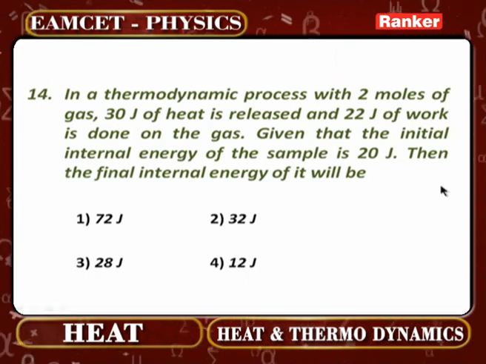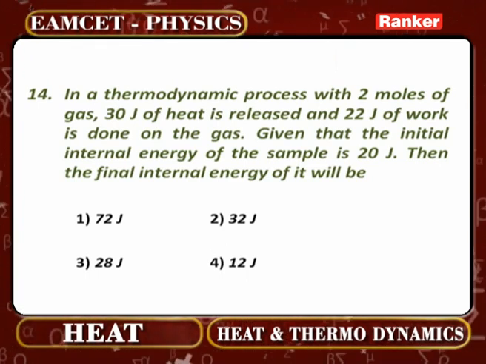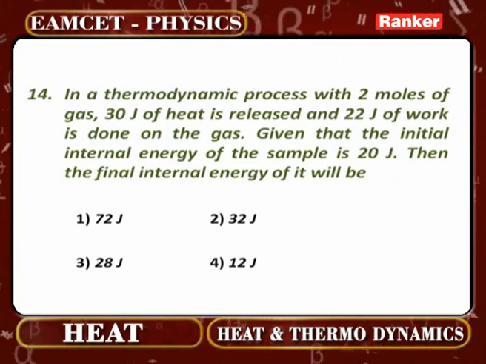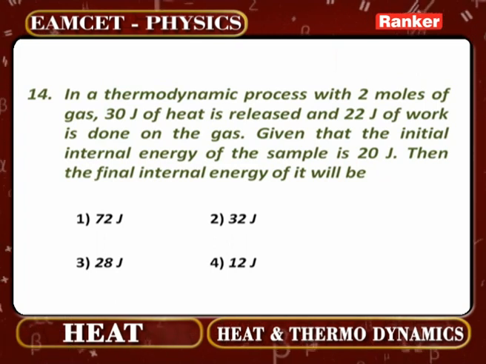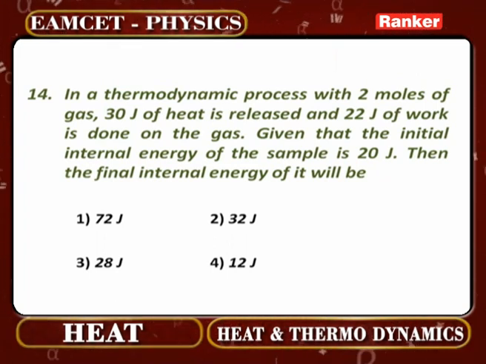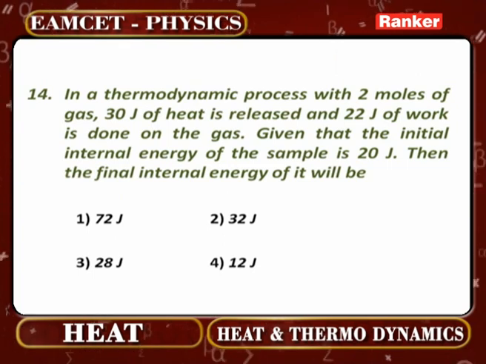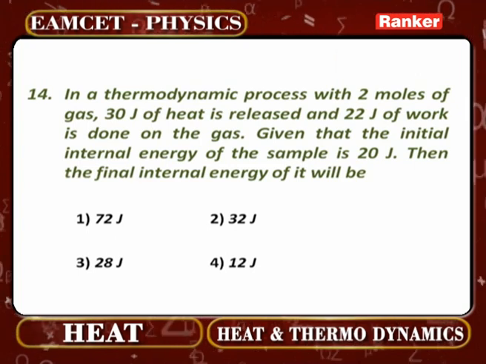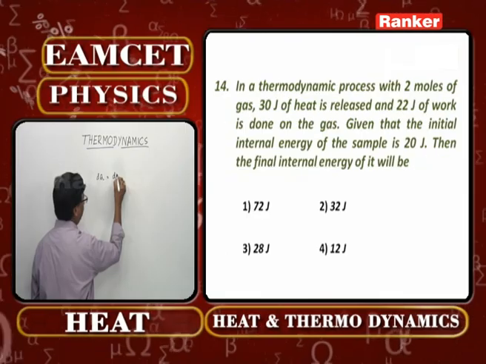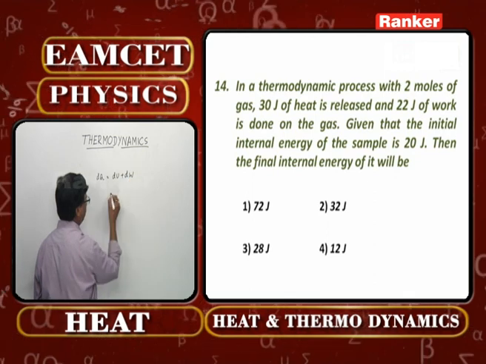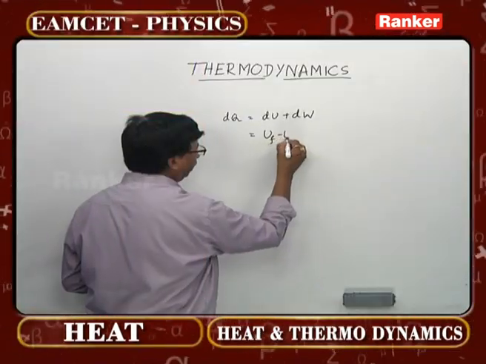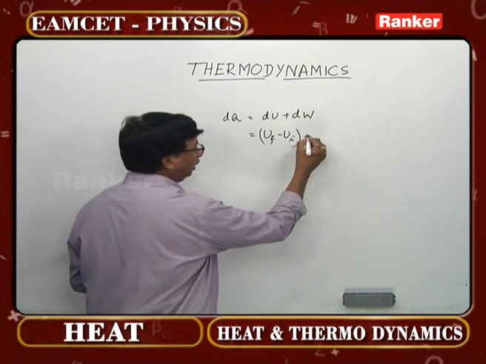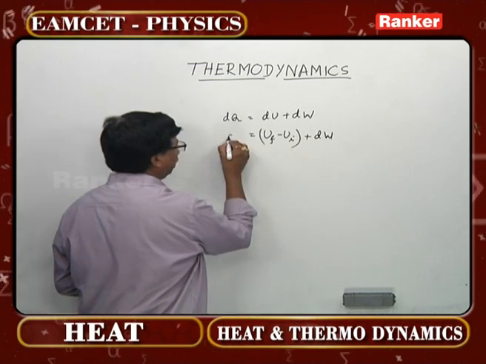In a thermodynamic process with 2 moles of gas, 30 joule of heat is released and 22 joule of work is done on the gas. Given that the initial internal energy of the sample is 20 joule, what will the final internal energy be? This is a direct application of the first law of thermodynamics: dQ is equal to dU plus dW. That is the concept. dU can be written as U final minus U initial, so final internal energy minus initial internal energy plus dW is equal to dQ.